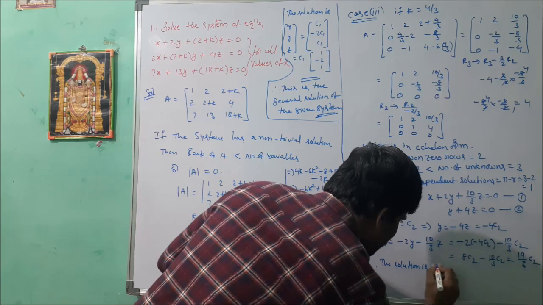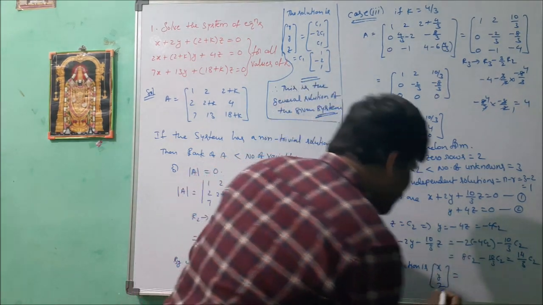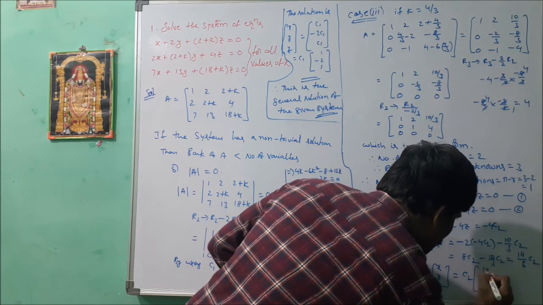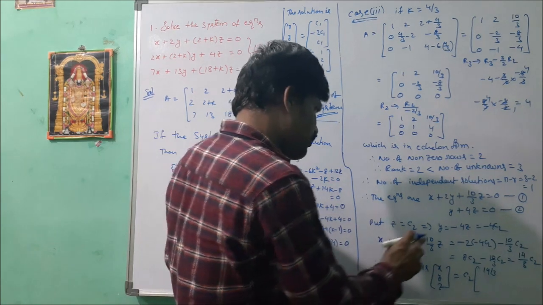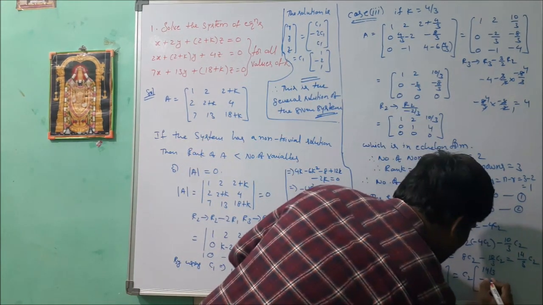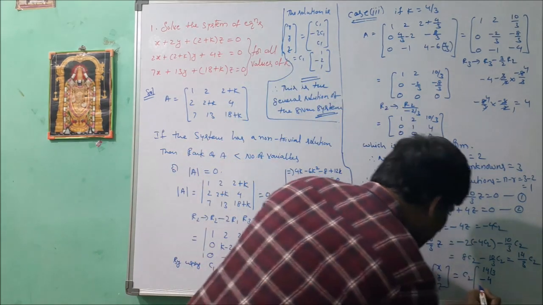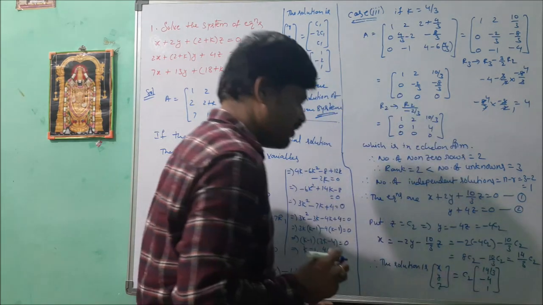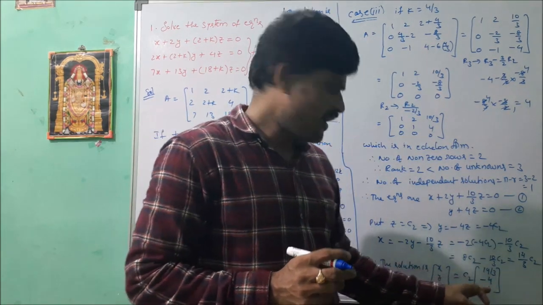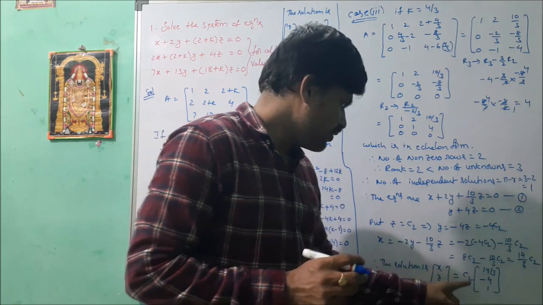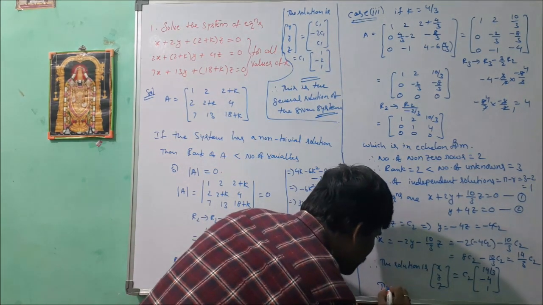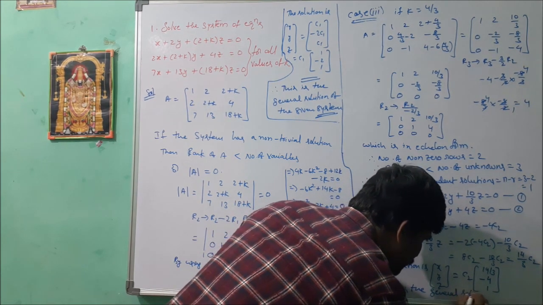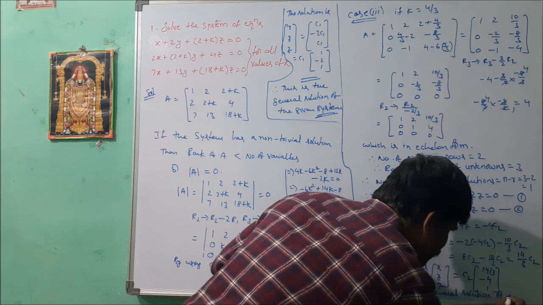Therefore the solution is x y z equals to, x means 14 by 3. Here we take common C2 into 14 by 3. Y value is minus 4C2, that means minus 4. Z value directly C2. Now we take common C2. The quotient of C2 is 1. So the solution is 14 by 3 minus 4 and 1. So this is the general solution of the given system.